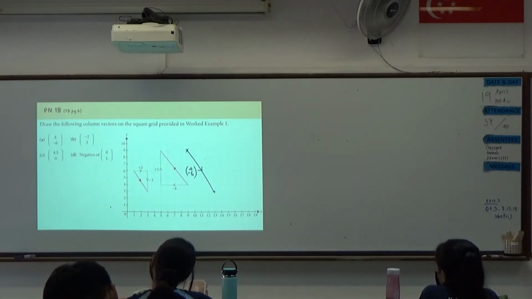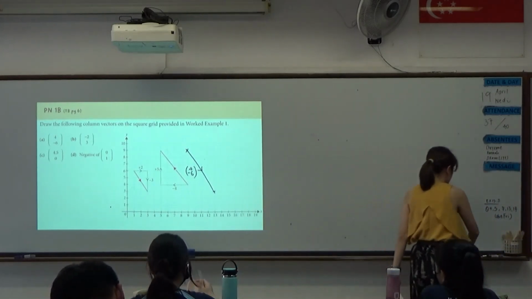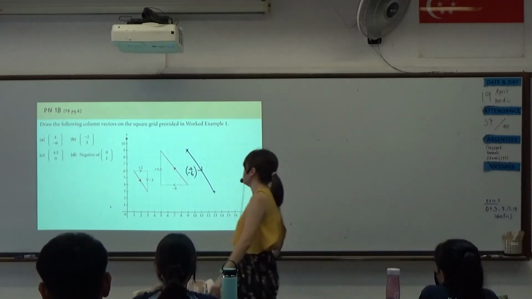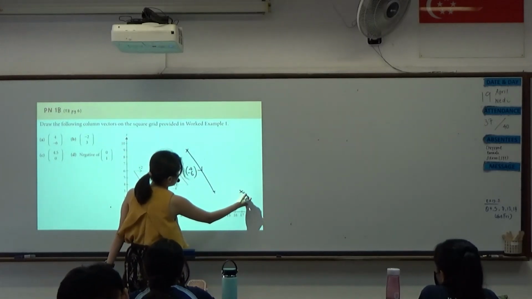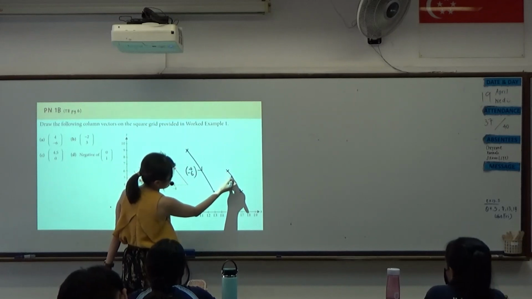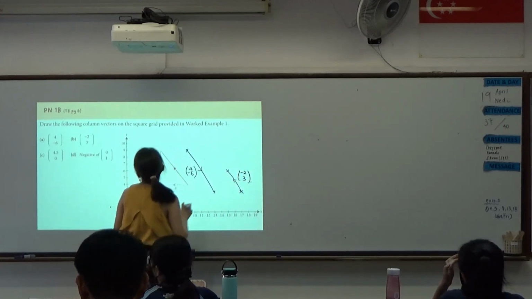Oh, you're done drawing already, is it? Okay. Okay, so for negative 2, 3, we're going to the left and then upwards. So maybe we'll start over here. Leftwards negative 2 and then upwards 3 units. So this is likely how your negative 2, 3 looks like.